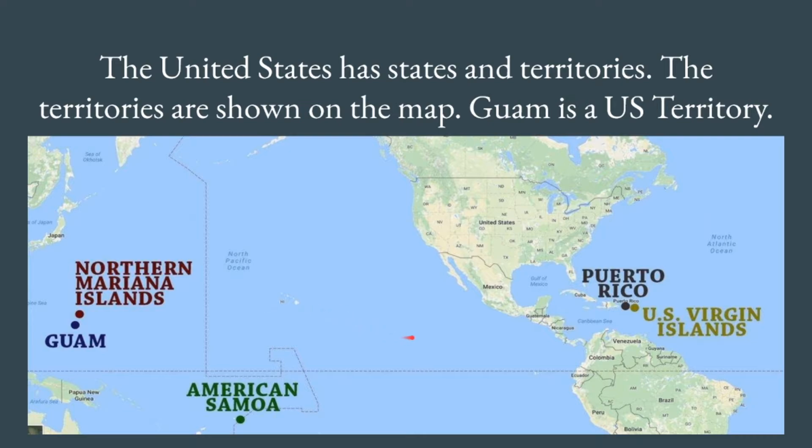You only need to know the name of one of these territories. The easiest territory to remember and spell is Guam, which is this one over here, but all of these 5 are correct answers. So for question 4, it asks you to name one United States territory. You need to write in the name of the territory that is the easiest for you to remember.